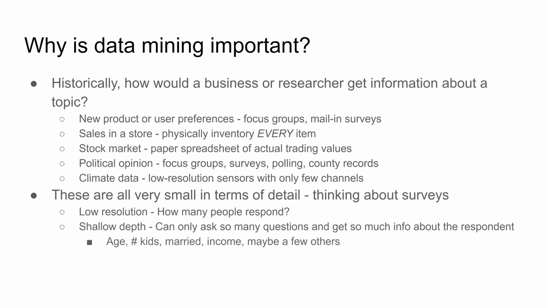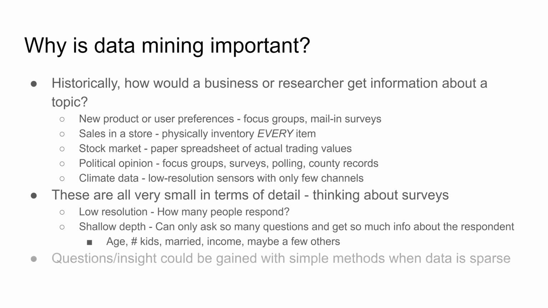So you might only have age, or number of kids, or if they're married, and maybe a few other questions. And you couldn't get more detail that a lot of different people would want about specific questions or demographic aspects. And so the idea is that, historically, you could get insight from simple methods when data is really sparse, but data is very not sparse now. You're limited in the questions that you can answer when data is sparse, and you're limited in the depth of insight that you can get.